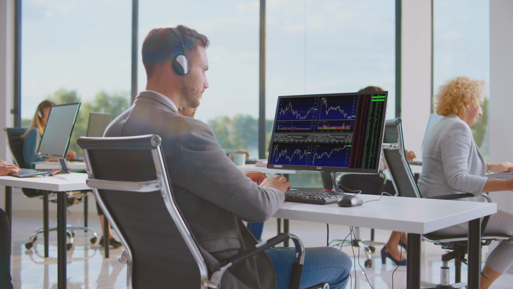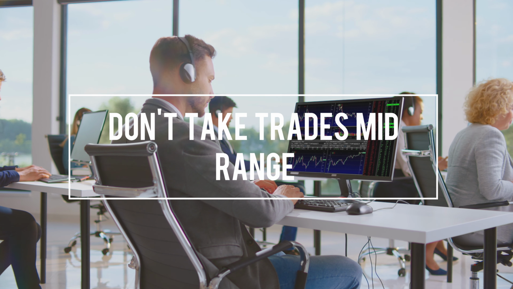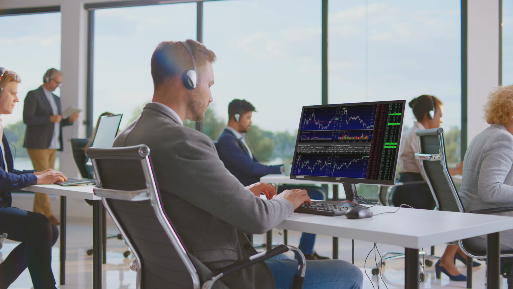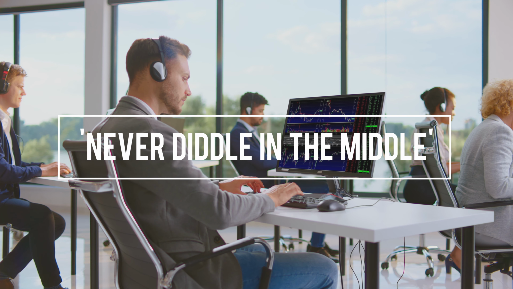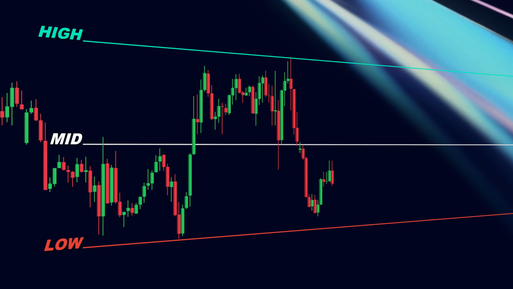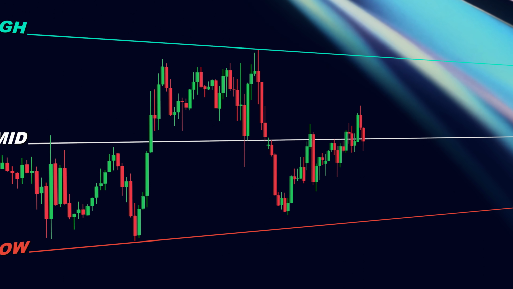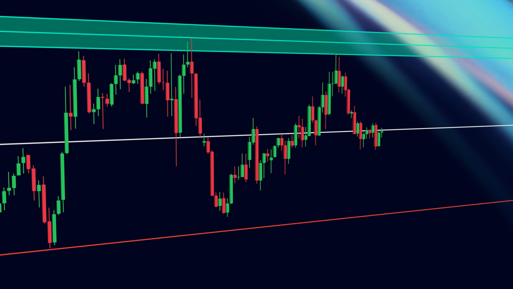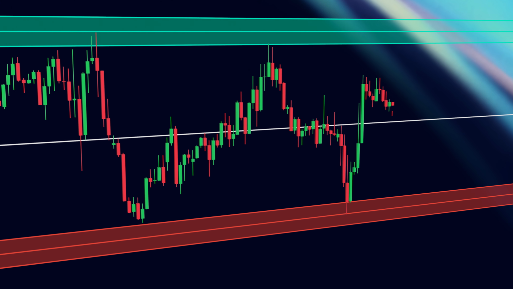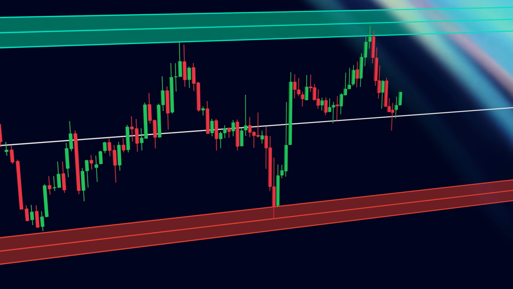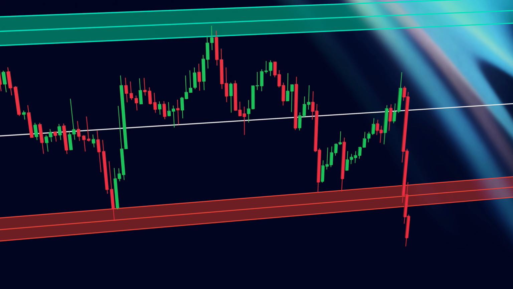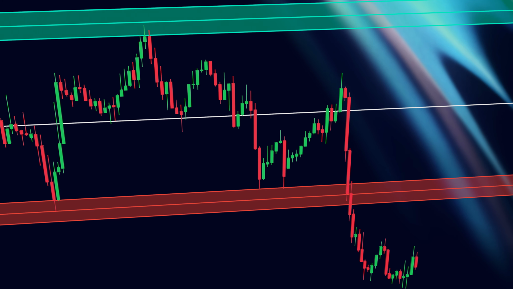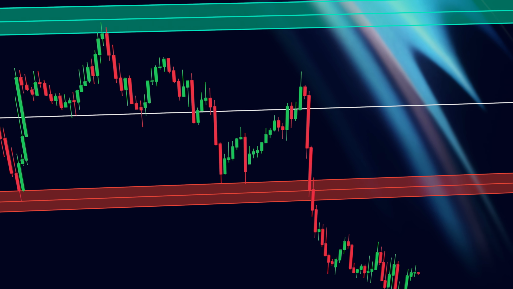In terms of using ranges for execution, the rule of thumb is that we don't take trades in the middle of the range, which is why some traders say never diddle in the middle. Trades should only be taken at the extremes, being the range high or range low, and generally we want to trade the range from high to low and low to high until we get a sustained breakout of the range. In other words, play it until it breaks.